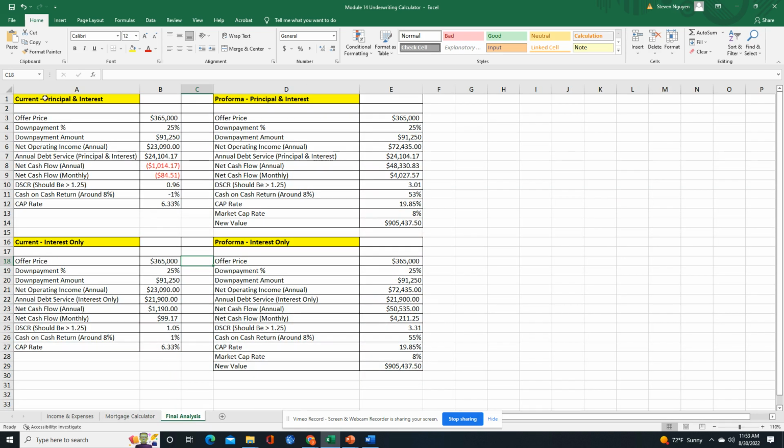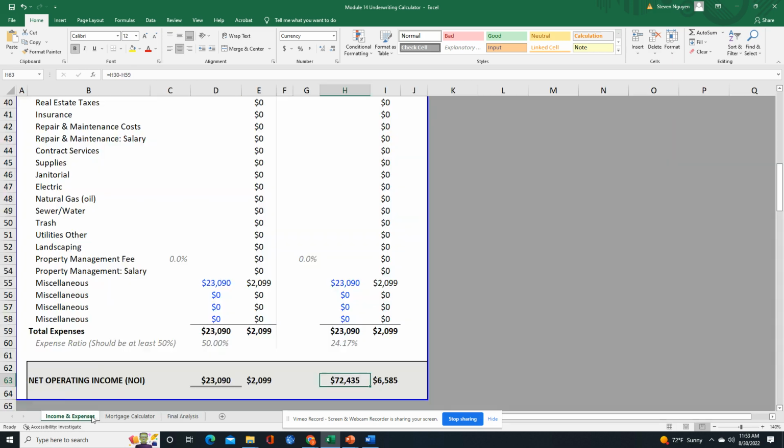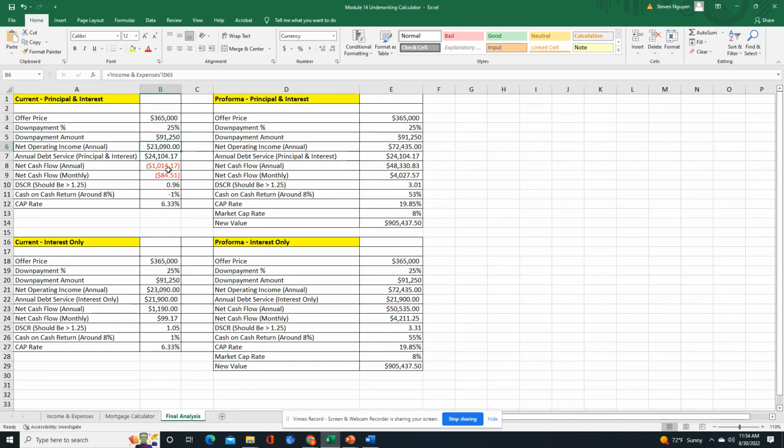I have it for the current principal and interest, and pro forma principal and interest, and then current interest only, pro forma interest only. So here you put in your offer price, you put in your down payment. It should calculate your down payment obligation here. And then the net operating income, it'll pull from the first tab. So it'll pull this number and this number, the NOI for the current, NOI for pro forma. So it's going to pull that there for you.